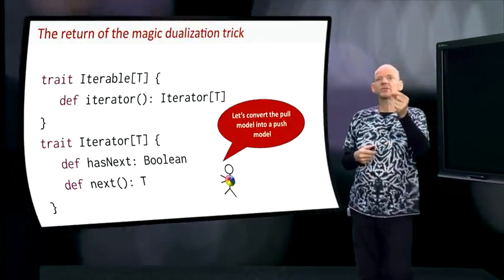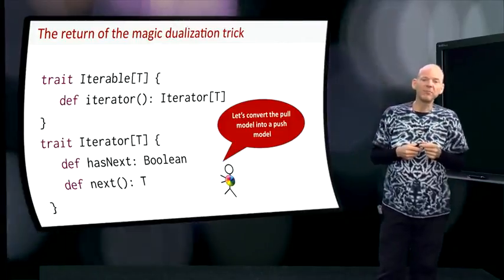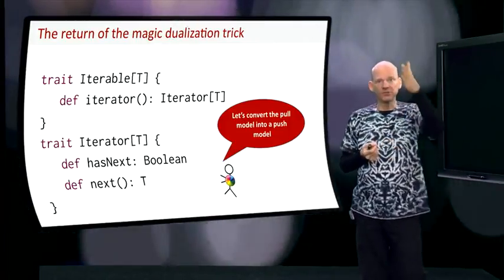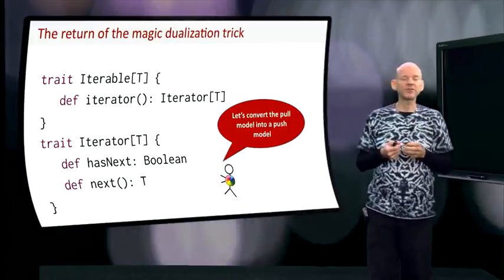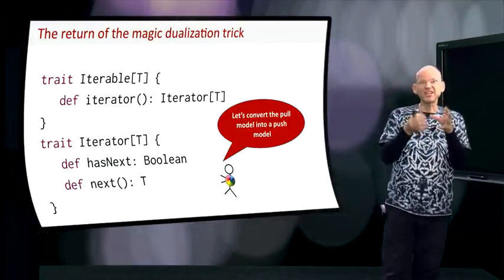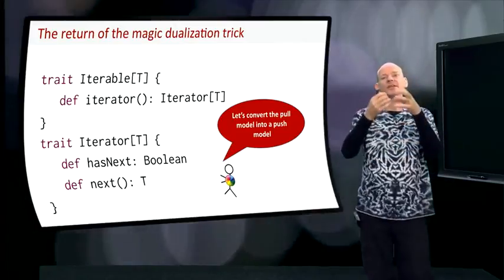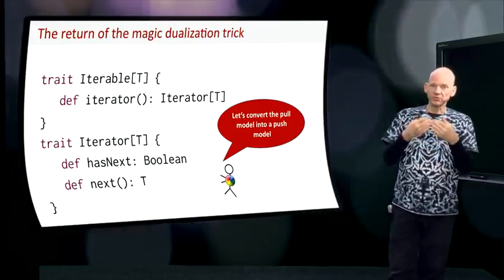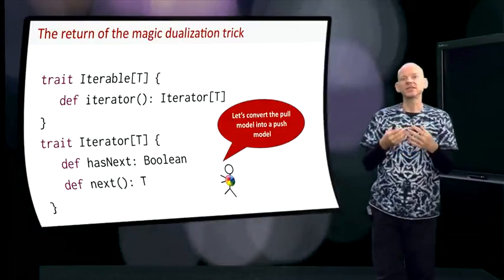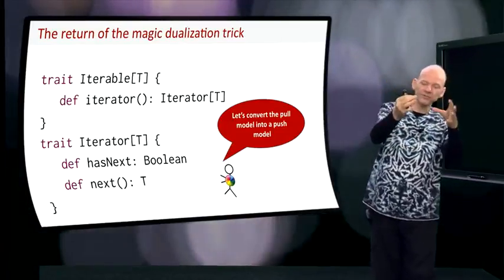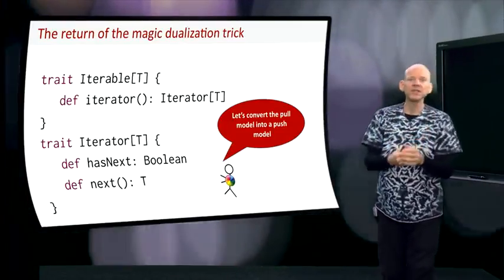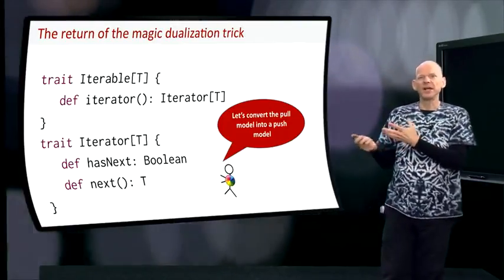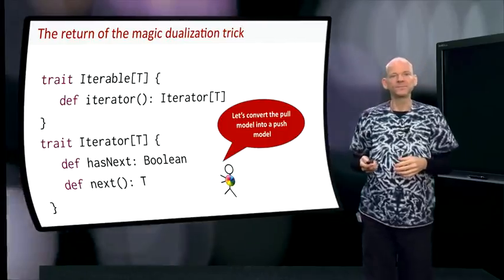So what we want to do is use our magical dualization trick to take this type of iterables that are synchronous streams and turn it into a type that represents asynchronous streams. So things that have high latency. Just like we went from Try of T to Future of T, we're going to go from Iterable of T to a new type, and that's Observable of T.